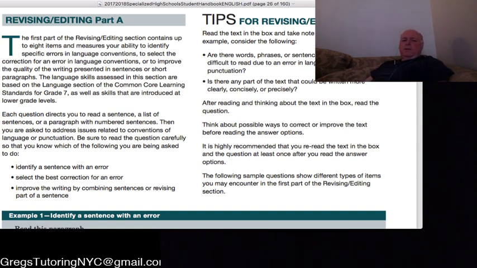So what I want to focus on here is this whole first paragraph. The first part of the revising and editing section contains, because now it's, 9 to 11 questions. It measures your ability to identify specific errors in language conventions, to select the correction for an error, or to improve the quality of the writing in sentences or paragraphs. Okay?